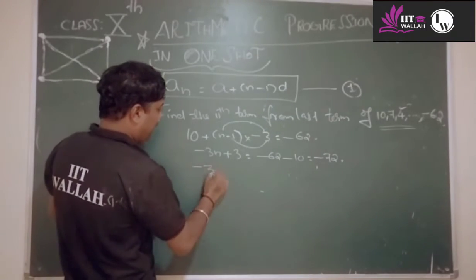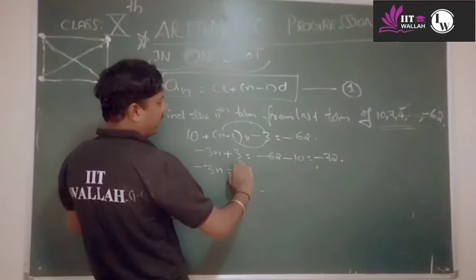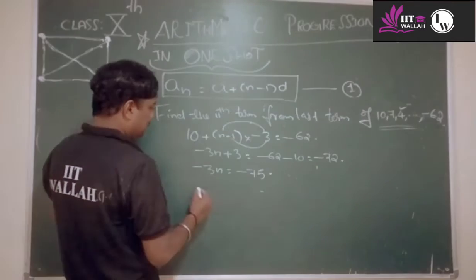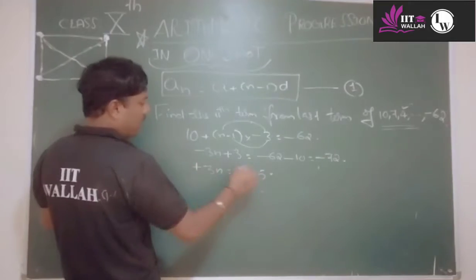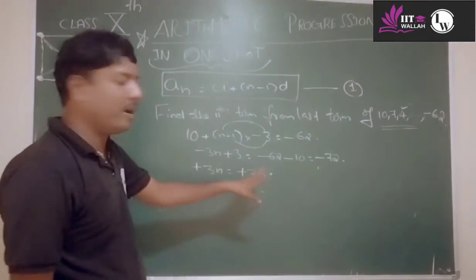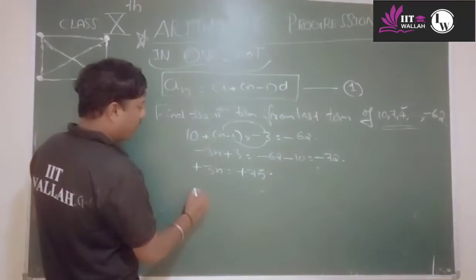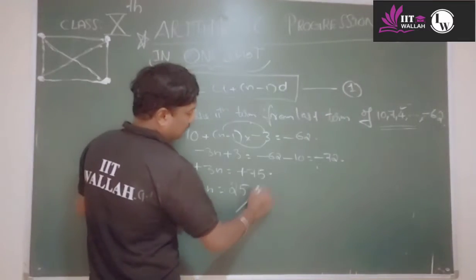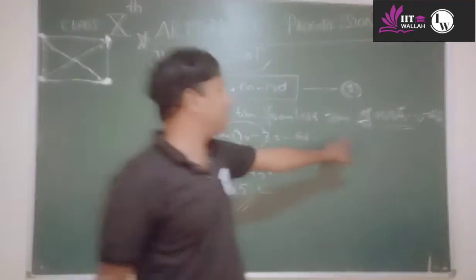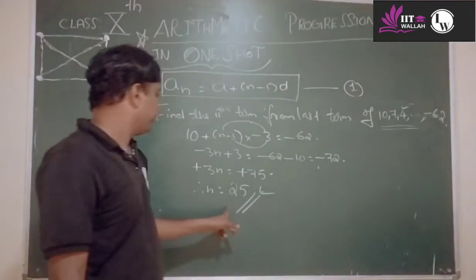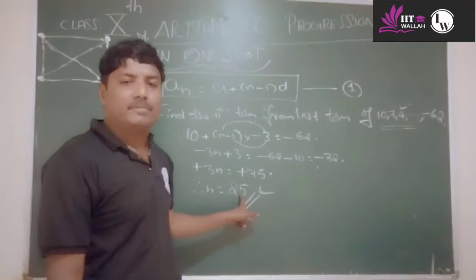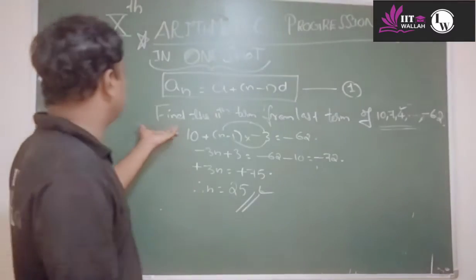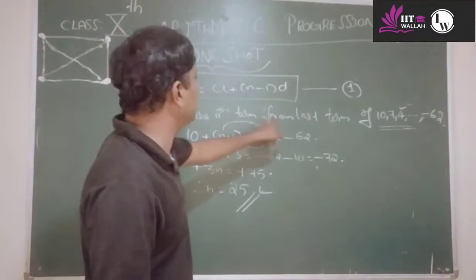So minus 3n is equal to minus 75. Both are negative, so you can make them positive. Therefore n is equal to 75 upon 3, which is 25. So we got n, which means in this given AP there are a total of 25 terms. Okay, and now we are asked to find the 11th term from the last term.